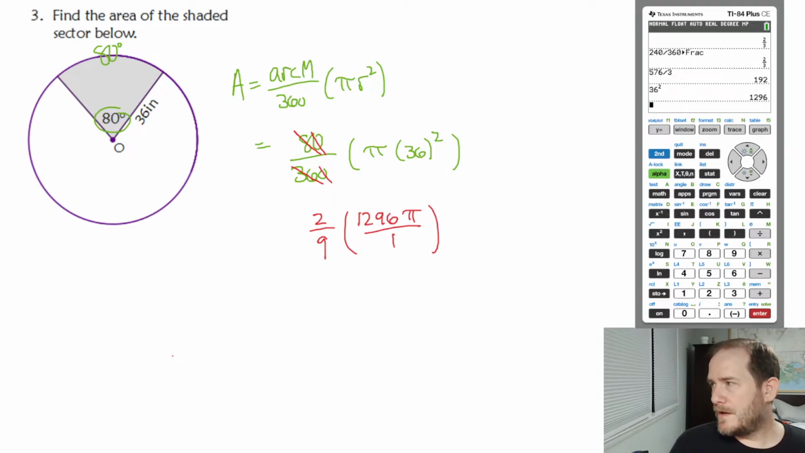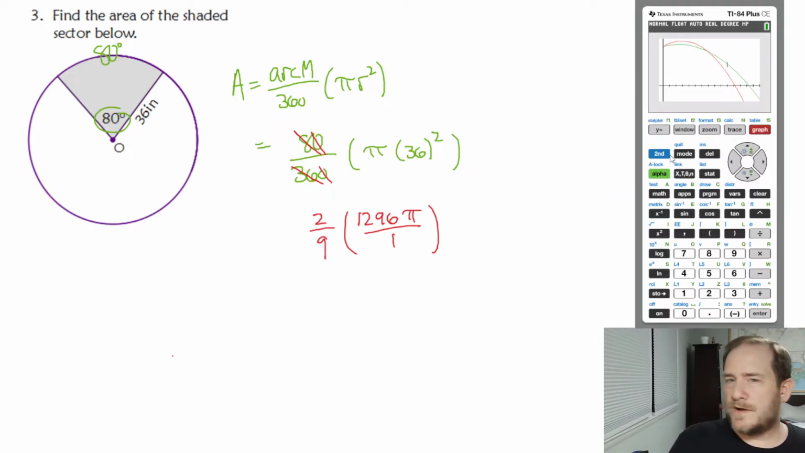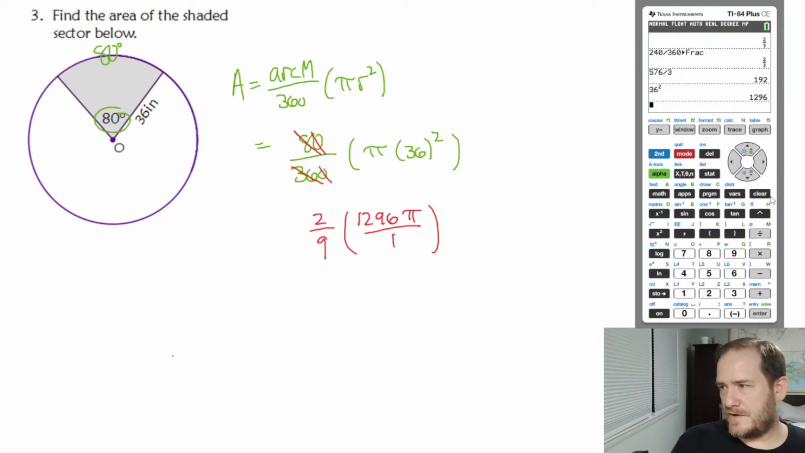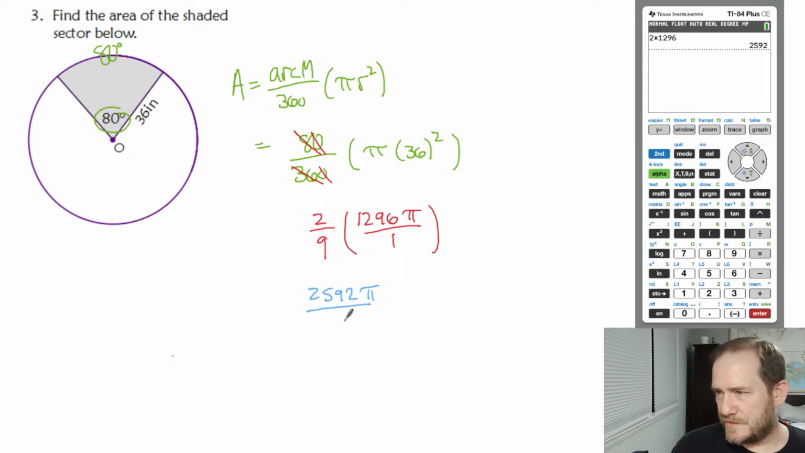Okay, this looks like a good problem to just use your calculator on, so let's do it. Whoops-a-daisy, second quit, clear. We're typing in all of this. Let's just do 2 times 1296. That's our numerator, 2592 pi. And that's all over 9.